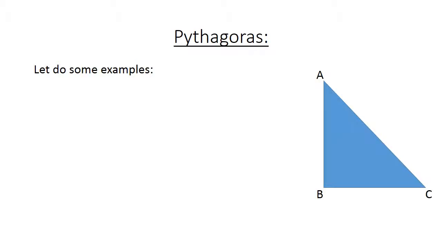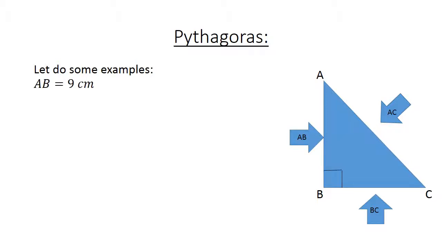Pythagoras, let's do some examples. We have triangle ABC. It's a right angle triangle. Side AB, side BC, and side AC. AB equals 9 centimeters. BC equals 12 centimeters. Determine the length of AC.